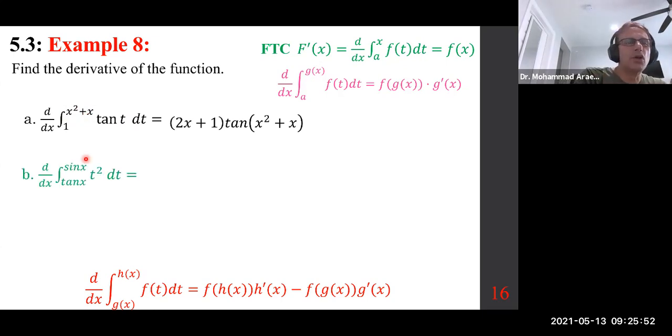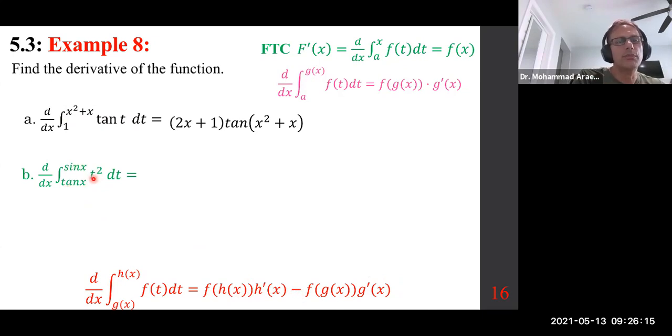Now, what happens when the top as well as the bottom are both functions? We went over the proof of that. If we have a case like that, we plug in the upper limit and multiply by its derivative. We plug in the lower limit and multiply by its derivative, with a negative sign in between.